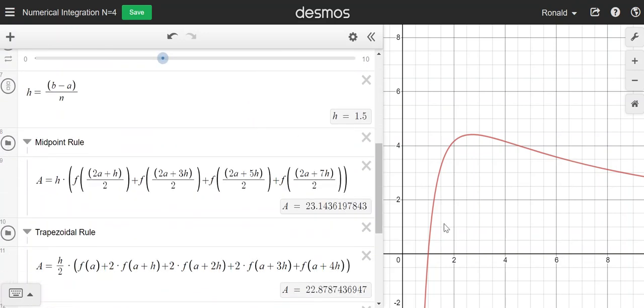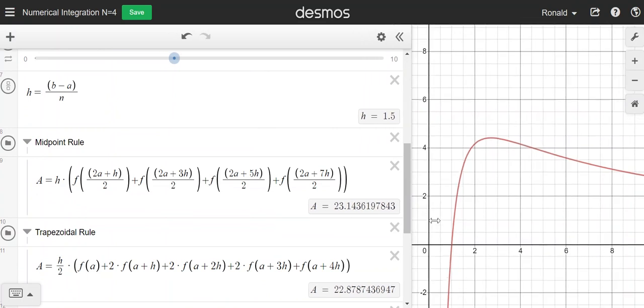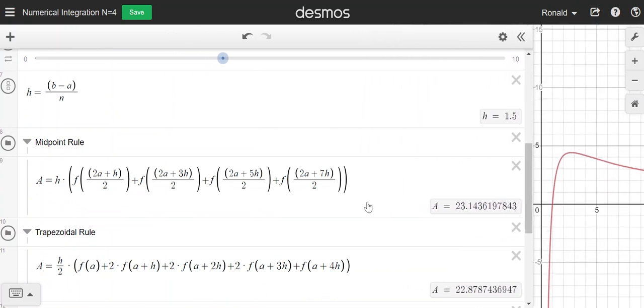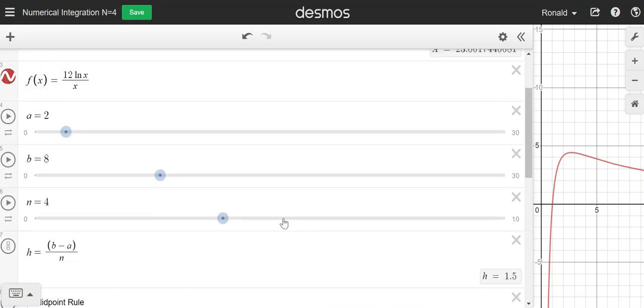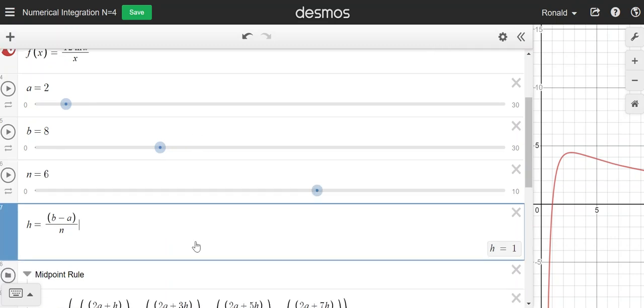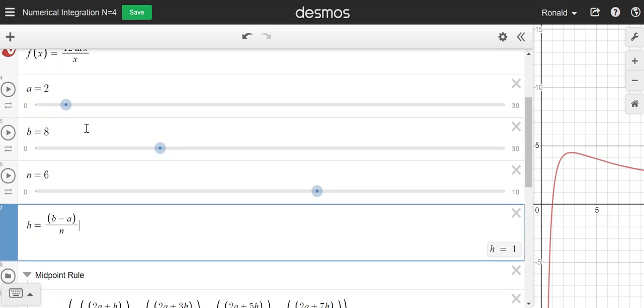So let's expand this. I'm going to take the window on the graph and make it a little bit smaller. We don't really need to see the graph anymore. And let's take the midpoint rule and let's expand this. Let's say we want to do 6 rectangles. We have n equals 6. So the first thing I need to do is come up here and change n to 6. That's all I need to do up here at the top.